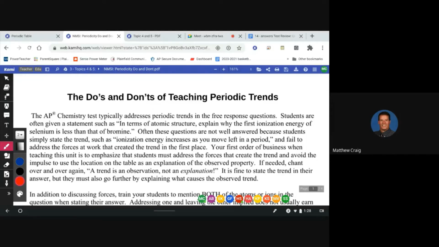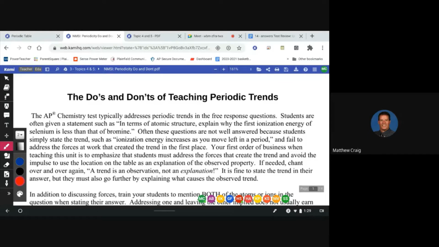So the first thing that I want to talk about is this document that I have here. It's called The Do's and Don'ts of Teaching Periodic Trends. And this is actually a document that was given to the AP chemistry teachers about 5 or 6 years ago. Might have been a little longer, I can't remember. But that's when I kind of started to shift into Coulombic attractions and using that equation, and we talked about it earlier on in the unit. This actually is a good document for you to look at now.